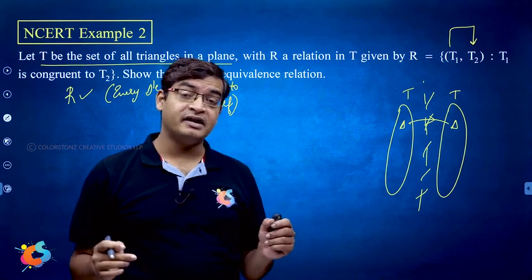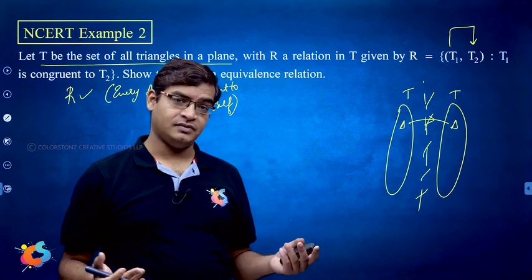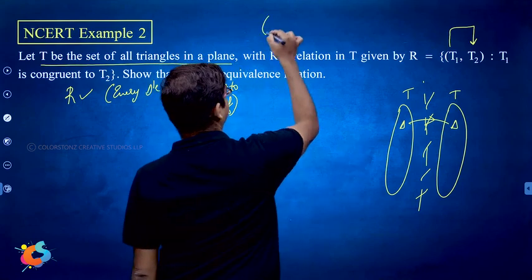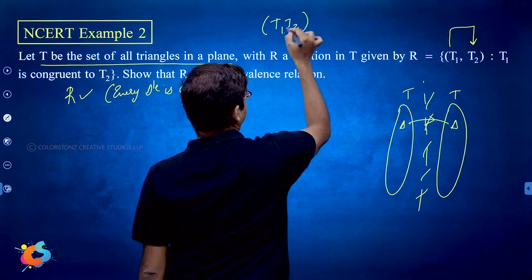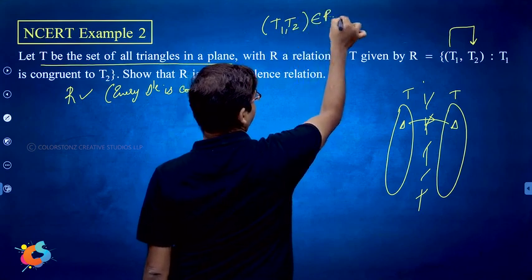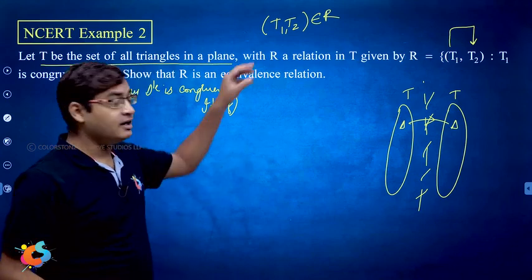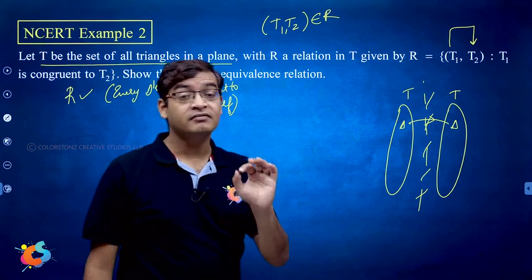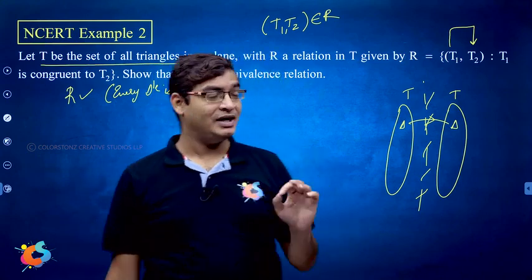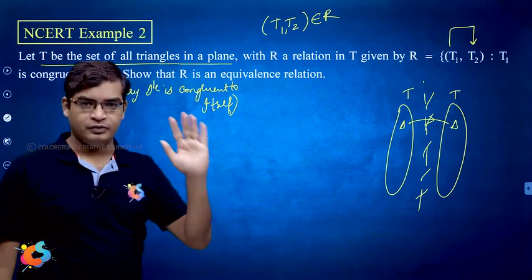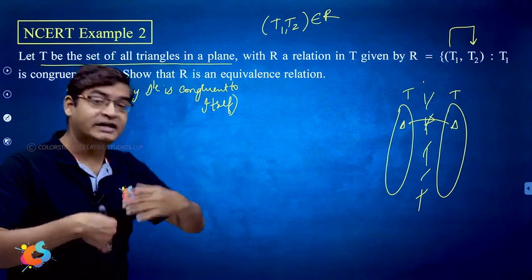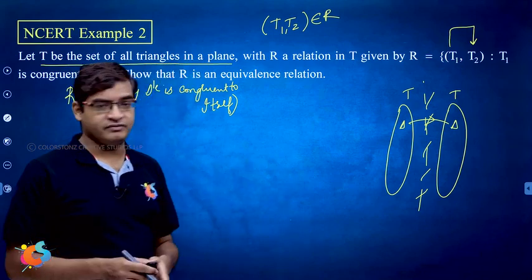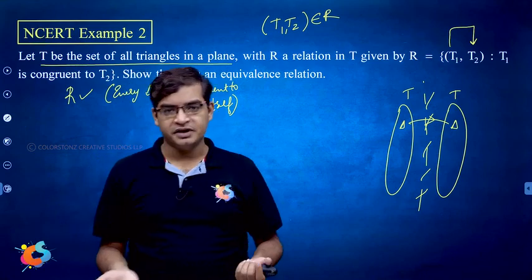Now, what about the symmetric relation? Is it symmetric? What is the condition for symmetric? Let us say, for example, this ordered pair (T1, T2) belongs to our relation. That means the first triangle is congruent to the second triangle. Only then will this ordered pair belong to our relation. Correct? If this is happening, then (T2, T1) also should belong to our relation. That is what we have to check. If there is an ordered pair, then its reverse also should be there.